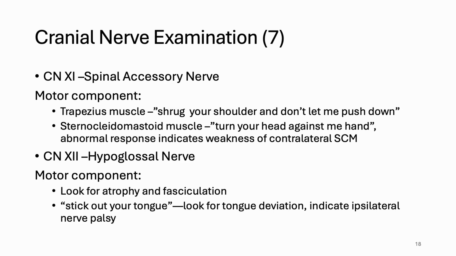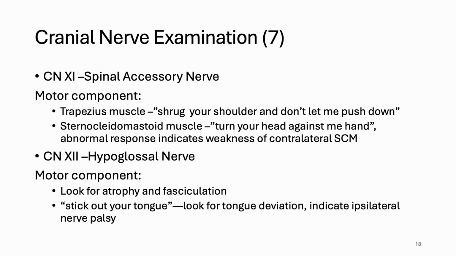The last 2 cranial nerves have motor components only. The 11th cranial nerve, the spinal accessory nerve, innervates the trapezius and sternocleidomastoid muscles. To assess the strength of the trapezius muscles, you should ask them to shrug their shoulders and not let you push down. To assess the SCM, you should ask them to turn their head against your hand. An abnormal response would indicate weakness of the contralateral SCM.